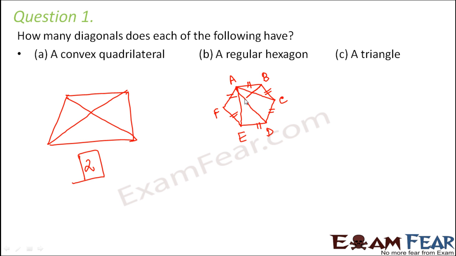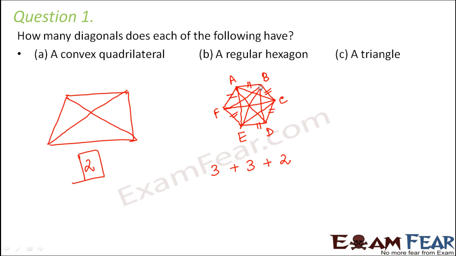From B, let us try to draw the diagonals. We could draw 1, 2 and 3. So from B also we could draw 3 diagonals. From C, now C is already connected to A, C is not connected to F. So let's draw this. Now C is also not connected to E. So from C, we could draw 2 diagonals. So basically, let's try writing also. For A, we could draw 3 diagonals. For B, again, 3 diagonals. For C, 2 diagonals.